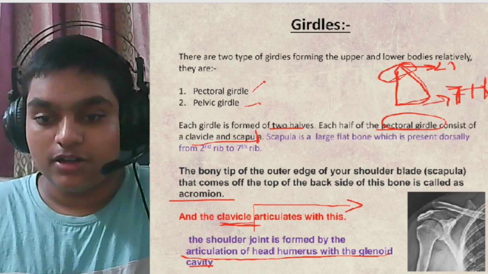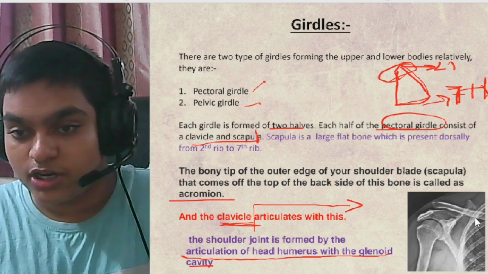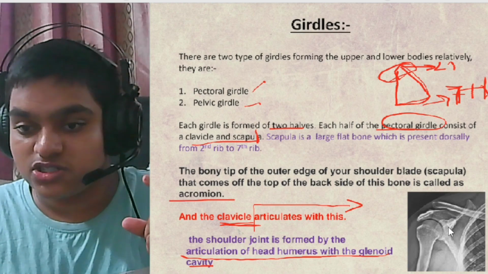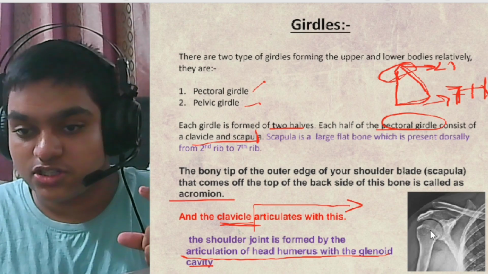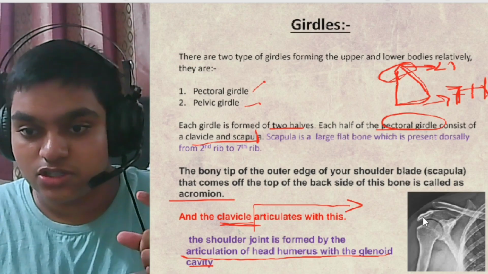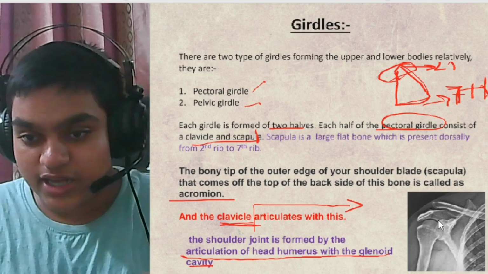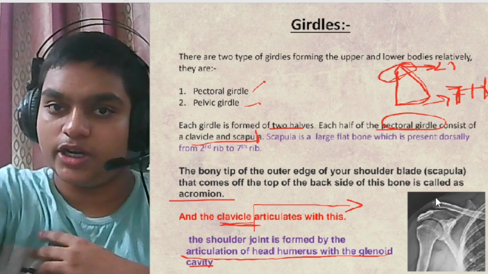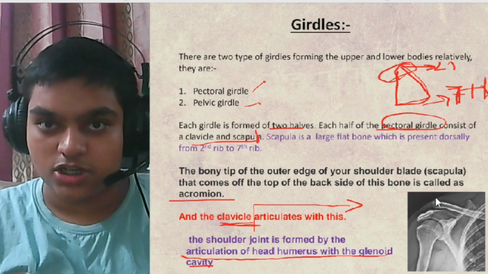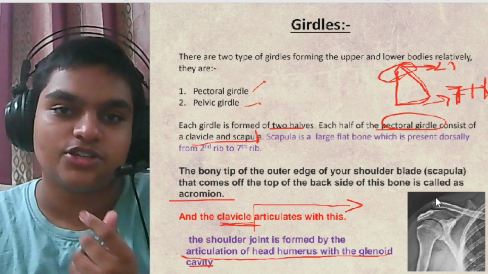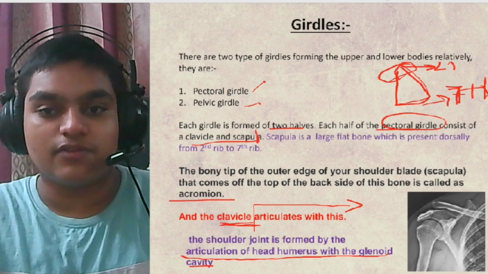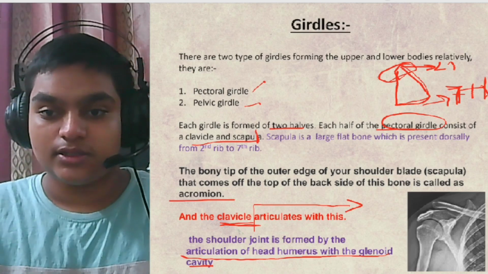Finished. Now repeat with me. This is your clavicle. This is your acromion. This is your scapula. This is your head of humerus. This is your glenoid cavity. It is articulating. This whole is called the shoulder joint. Shoulder joint. Boomer bowling, yeah, he is using the shoulder joint. That joint is a ball and socket joint. We will see that further when we come to joints.